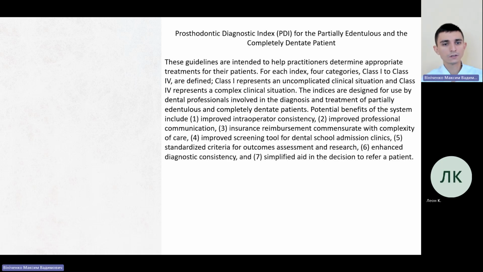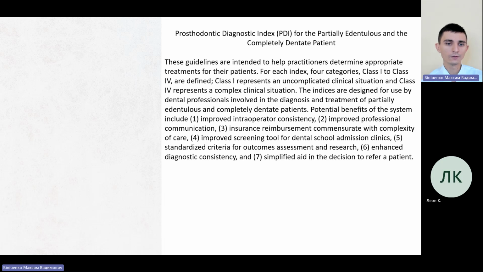Prosthodontic Diagnostic Index, or PDI, for the partially edentulous and the completely dentate patient. These guidelines are intended to help practitioners determine appropriate treatments for their patients. For each index, 4 categories, Class 1 to Class 4, are defined. Class 1 represents an uncomplicated clinical situation, and Class 4 represents a complex clinical situation.